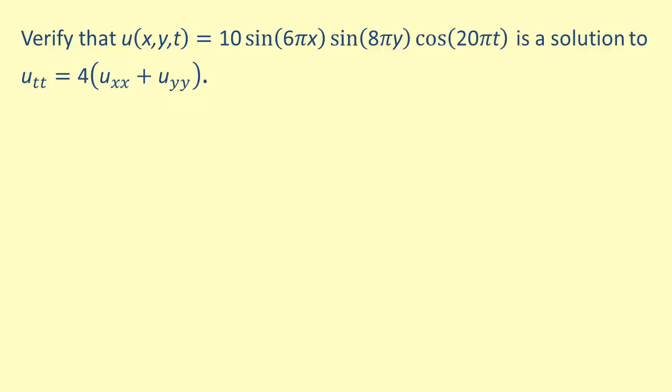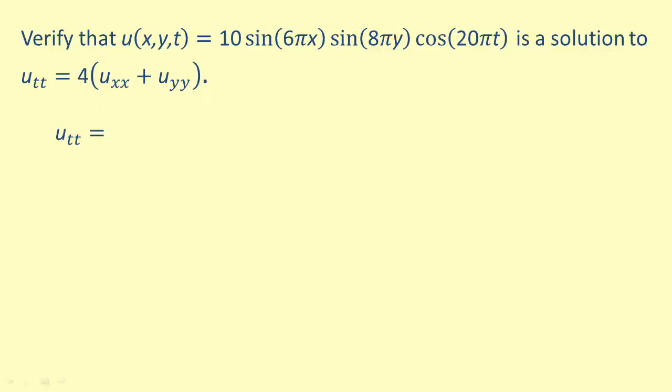partial differential equation u sub tt equals 4 times the quantity u sub xx plus u sub yy. Alternately, we can read this as the second derivative of u with respect to t equals 4 times the sum of the second derivative of u with respect to x and the second derivative of u with respect to y. To show that u of x, y, t is a solution to the given equation, we need to find the three second derivatives, substitute them into the equation, and then check for equality.